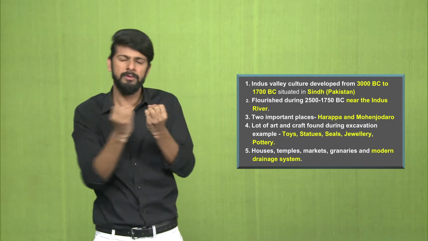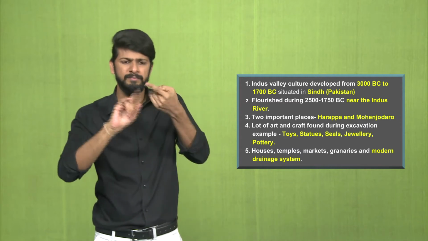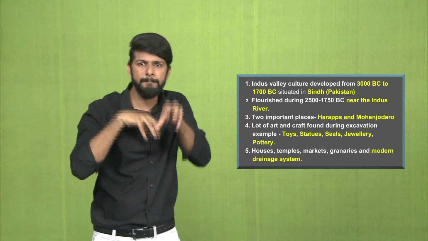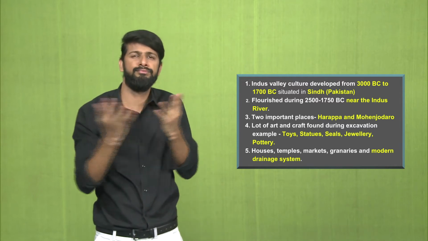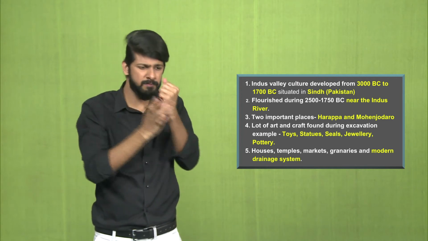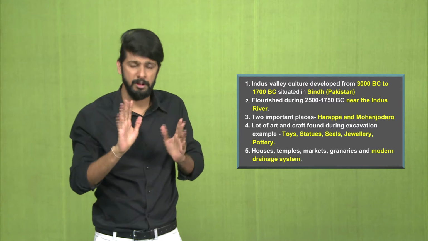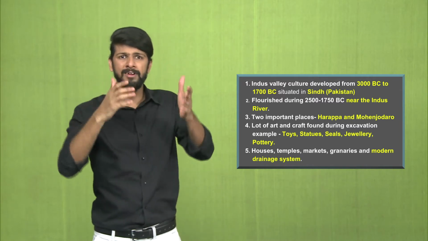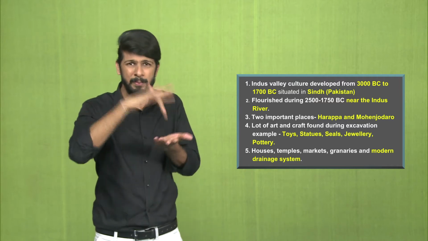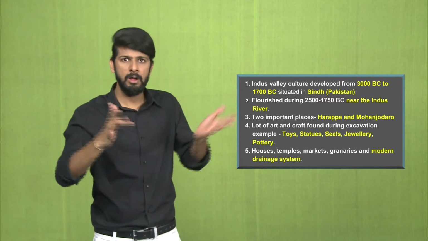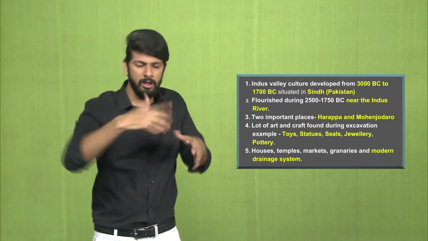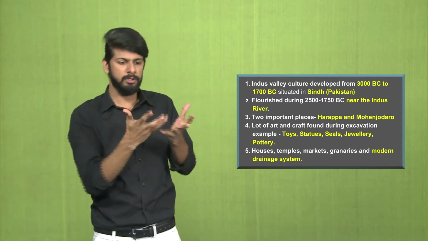Various kind of statues, different kinds of size. Then there would also be seals. Seals would often have animal motifs. There was jewelry which was found and a lot of pottery. Jars, storage jars, serving pots, etc. were found during excavation which was done at the Indus Valley civilization, primarily at these two places, which was Harappa and Mohenjo-daro.